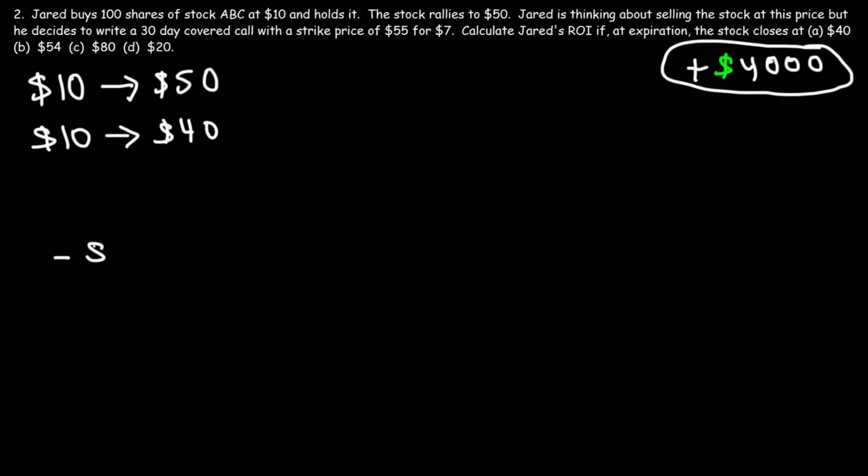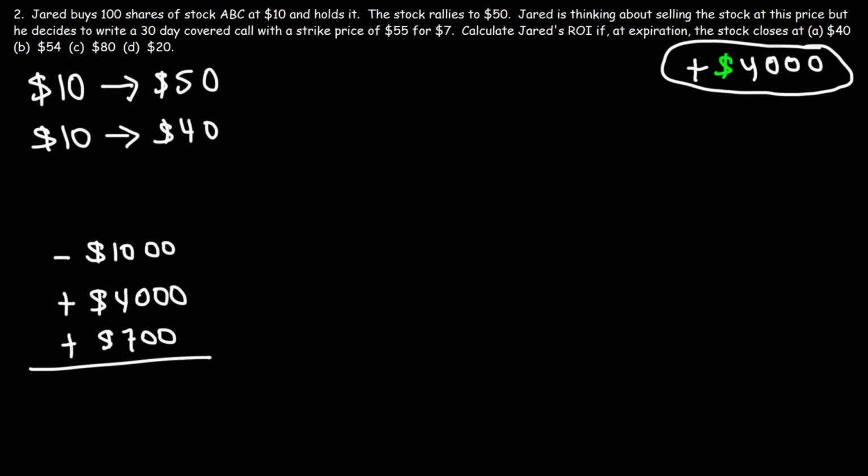Well, in this case, he still put in $1,000. That's his original cost of investment. And let's assume he sells the stock at 40, which is still not bad. He would receive $4,000. Now, he sold the call option for $7. So 7 times 100, that's 700. His net profit is $3,700 for this trade, which is still pretty good.